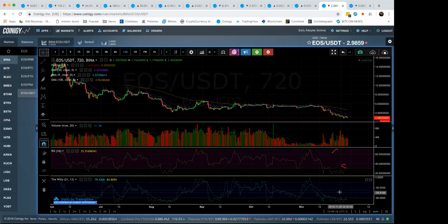The Willie is very similar. If you can actually see it, look, it's overlaid right here on the RSI. It's very similar to the RSI, and I find that really interesting. Sometimes there's a slight difference, but for the most part, the RSI and the Willie are the same. I just use the RSI because I'm used to it. There's really no point in using two indicators like RSI and Willie in one chart if they're going to tell you almost the same thing.